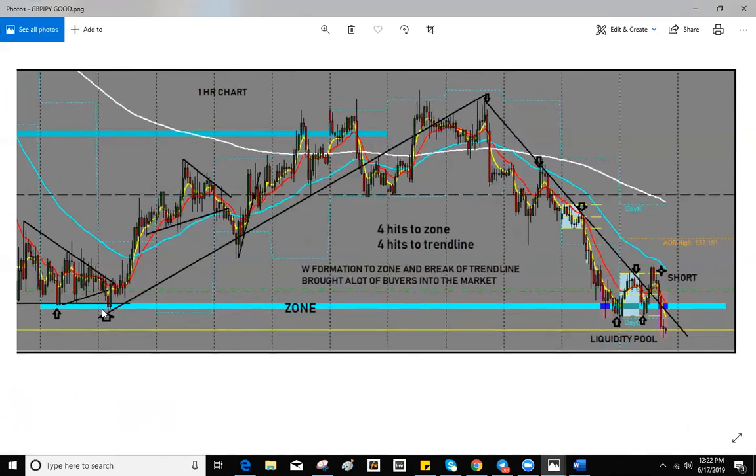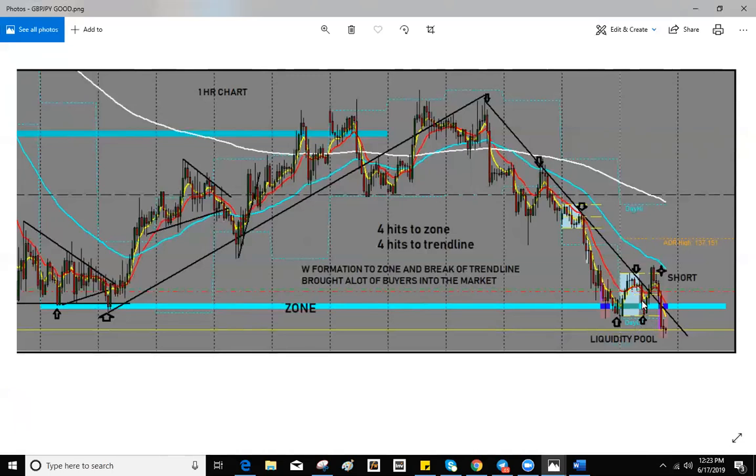And you can see that the market came to a demand zone and broke that trend line. And what do I have here? Remember what I say: you want to see the psychological level hit at least 3 times. That's when it's best, 3 to 6 times. So there were 4 hits to this trend line, 4 hits to that zone. And this breakout is very significant in that a lot of people would be hopping in on the buy. So the W formation, the zone and the break of the trend line, brought a lot of buys into the market.